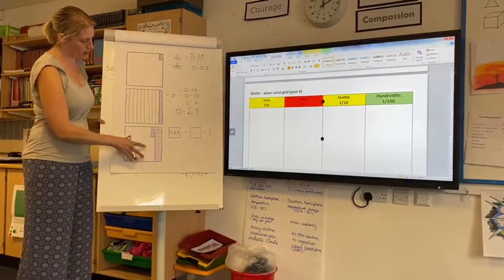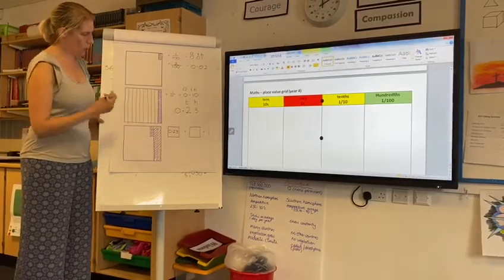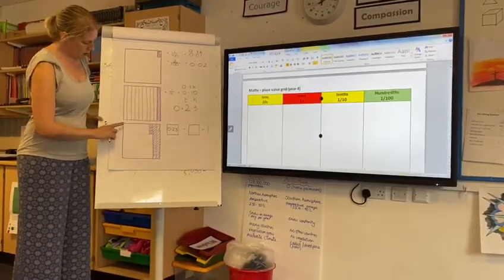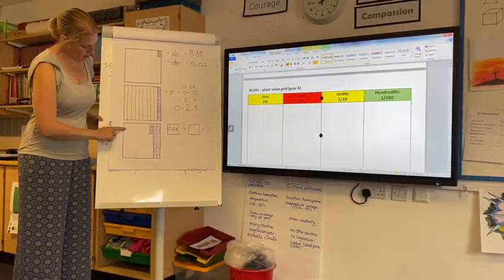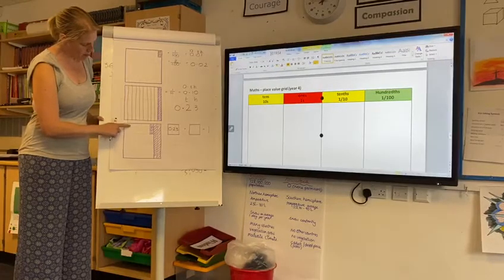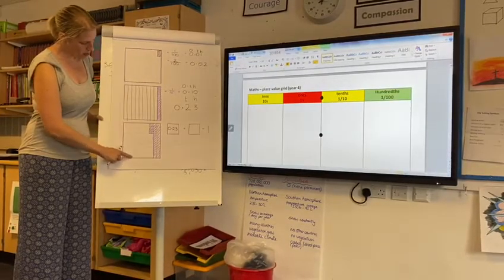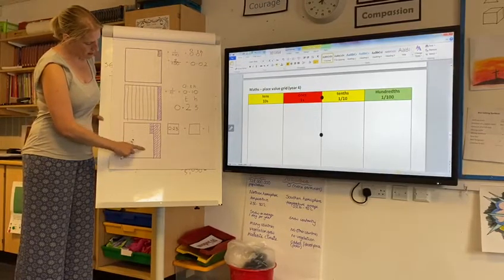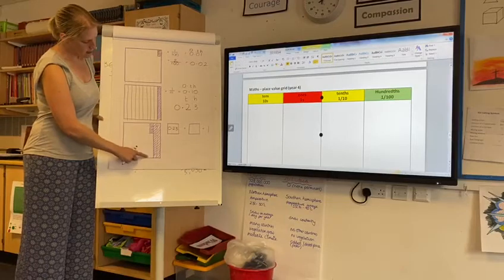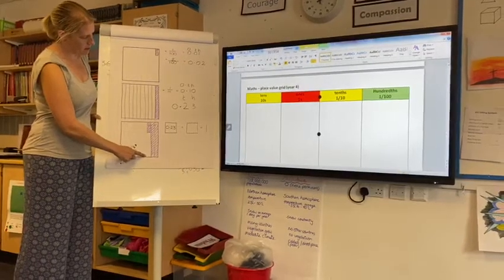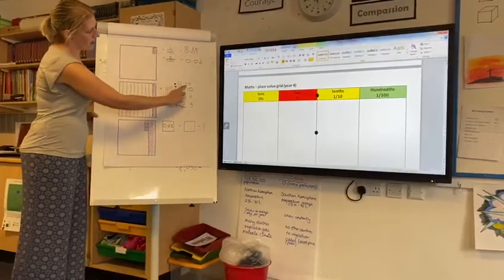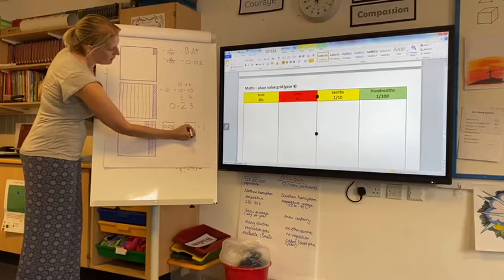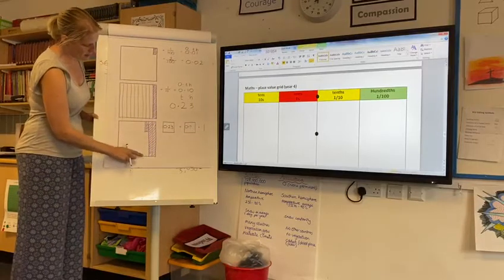Now, I want to know what else I need to add to make my whole. So I'm looking for another decimal. And to work this out, I want to continue thinking about our tenths and our hundredths. So you can see that I need 1, 2, 3, 4, 5, 6, 7 tenths. My tenths is the number after the decimal. 0.7. That takes me to here.